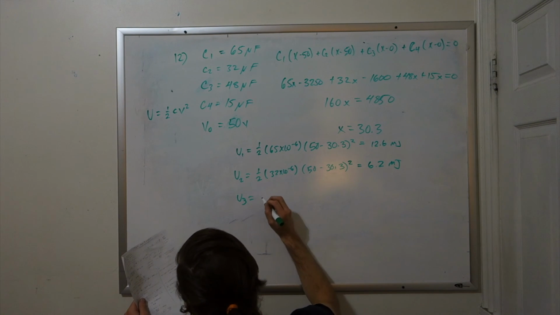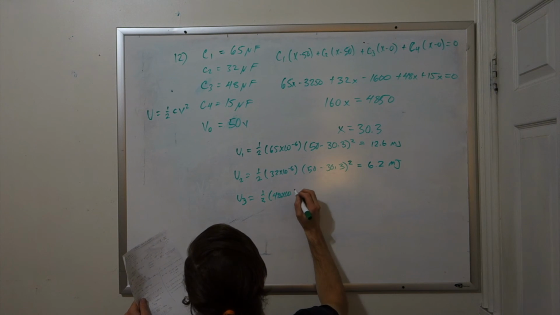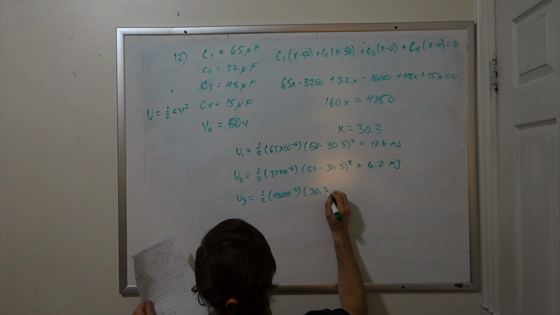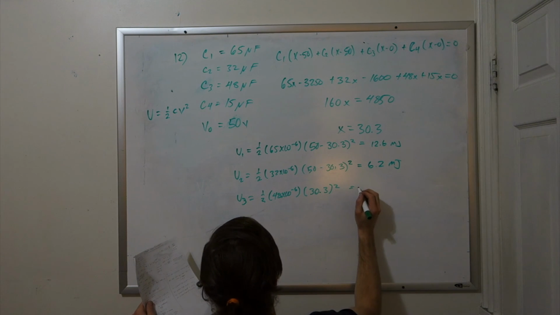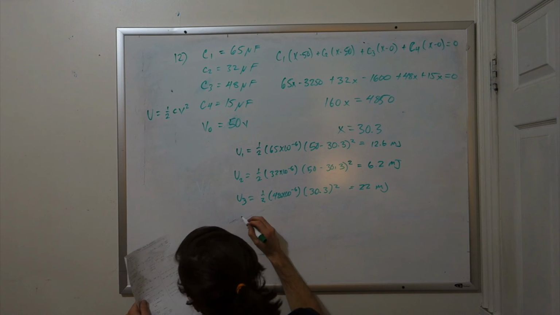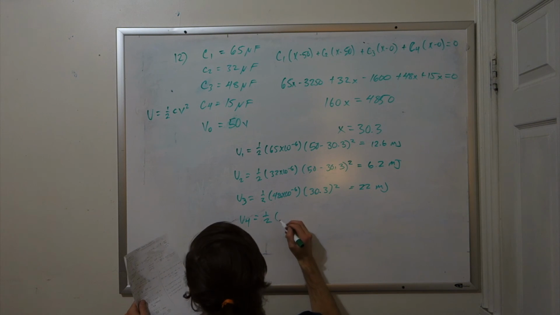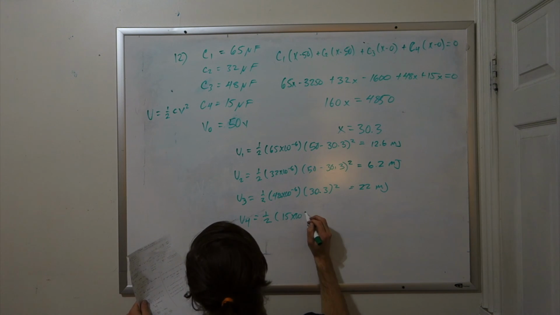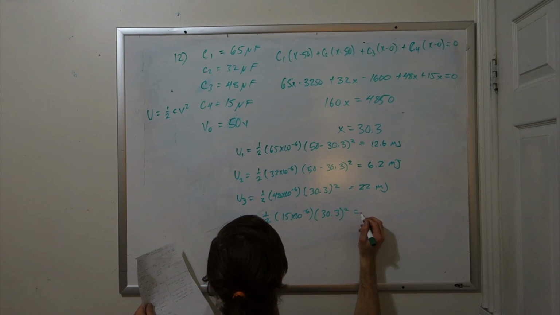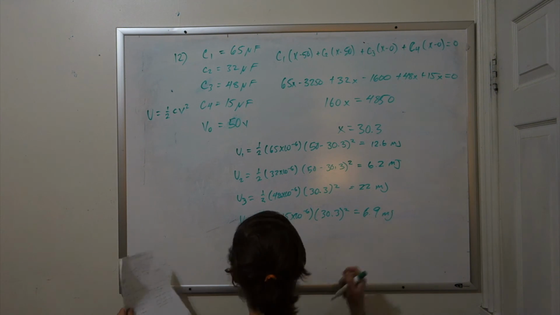U3 is equal to 1/2 times 6 times 30.3 squared is equal to 22 joules. And U4 is equal to 1/2 15 times 10 to the negative 6 times 30.3 squared is equal to 6.9 joules.